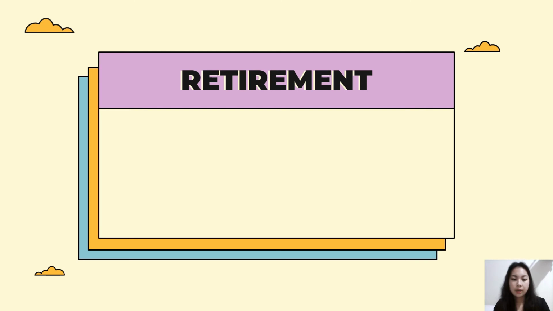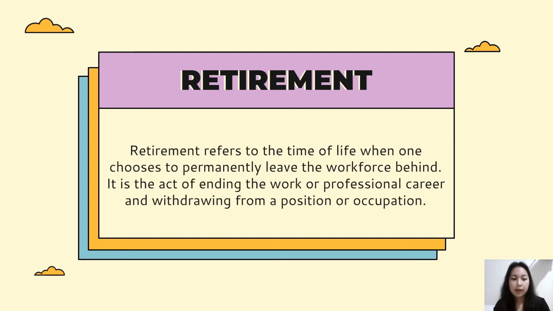I'm sure we are all familiar with retirement already. So, retirement refers to the time of life when one chooses to permanently leave the workforce behind. It means to withdraw from one's position, occupation, or active working life. An early retirement is typically considered at the age of 62, which is the earliest age an individual can collect Social Security retirement benefits. On the other hand, full retirement age is when an individual can collect the maximum amount of Social Security benefits, which is typically at the age of 67. However, Social Security benefits are reduced for those who decide to retire early.